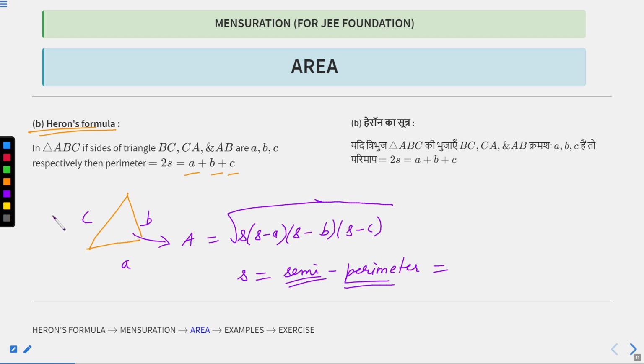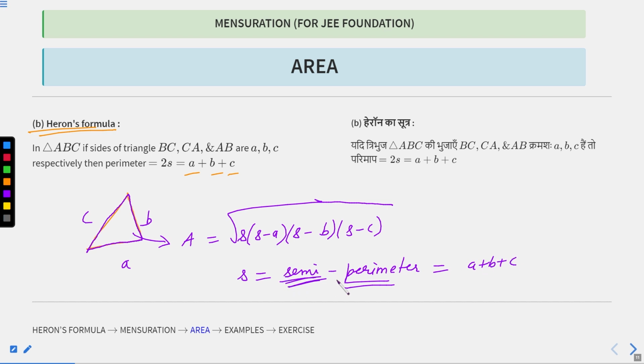Perimeter is the total length covered by its boundary. Its boundary means this figure, the 2D figure given to us. So here the triangle is given. So the total length or the perimeter covered by its boundary is: first we calculate this length, it is A, then this, it is B, then this, it is C. So the total is A plus B plus C.